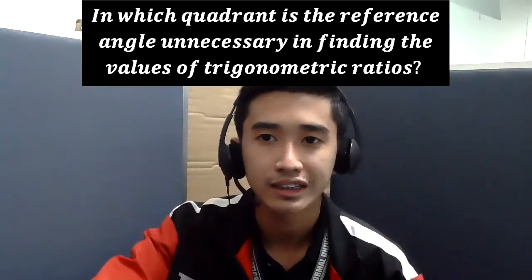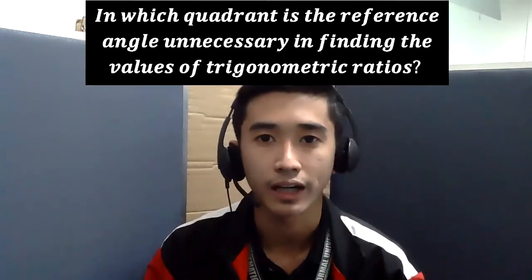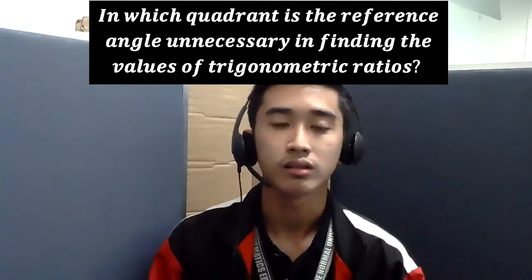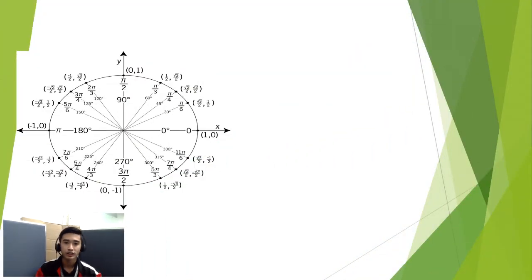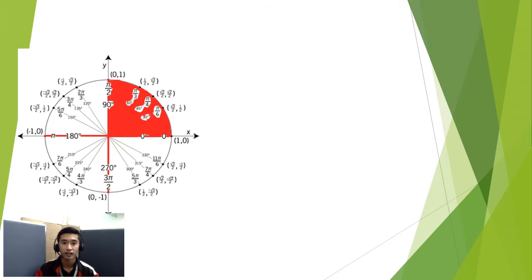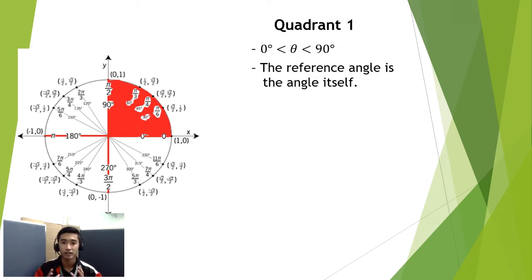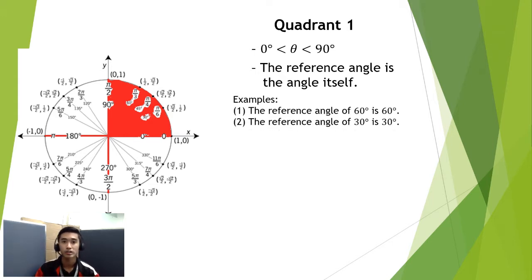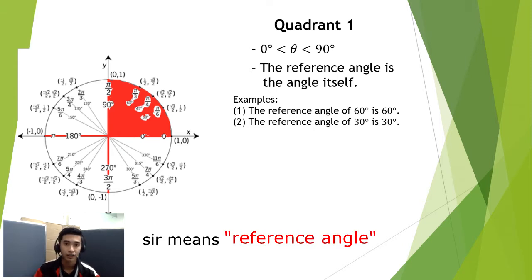In which quadrant is the reference angle necessary in finding the values of the trigonometric ratios? Some of you answered quadrant 1, yung iba 2, 3, 4 daw, yung iba sabi quadrantal angles. So, the answer is in quadrant 1 and in quadrantal angles, right? Kasi in quadrant 1, where the angles are between 0 and 90 degrees, the reference angle is the angle itself. Example, the reference angle of 60 degrees is also 60 degrees. The reference angle of 30 degrees is also 30 degrees because nasa quadrant 1 nga siya. That's why it is unnecessary in finding the values of the trigonometric ratios here, right?